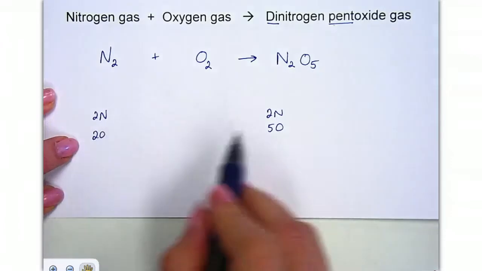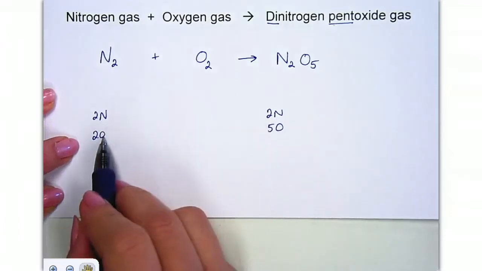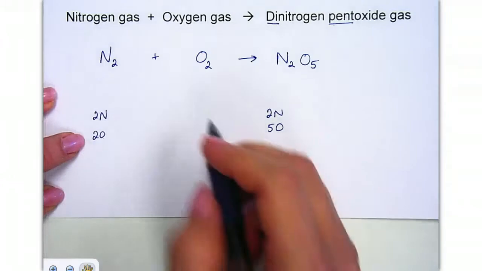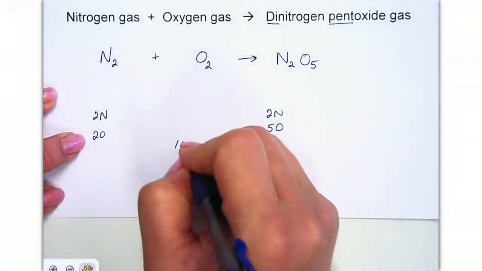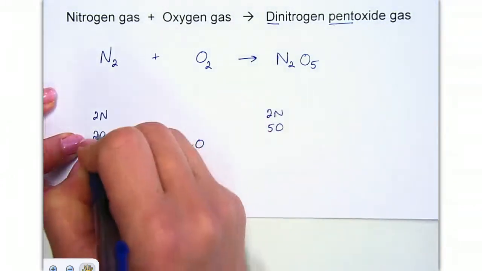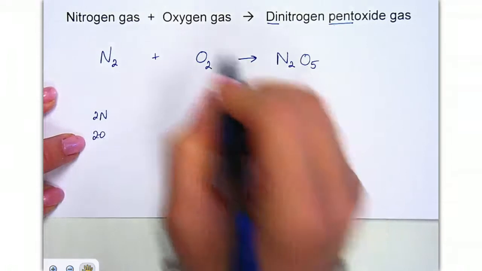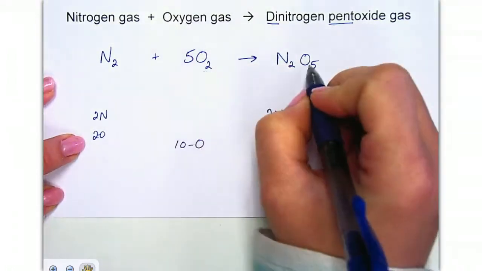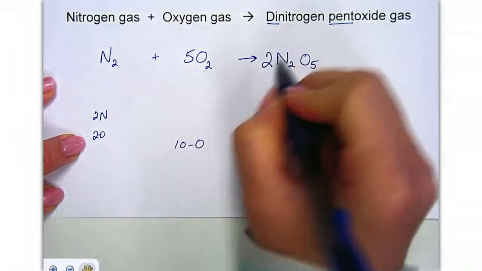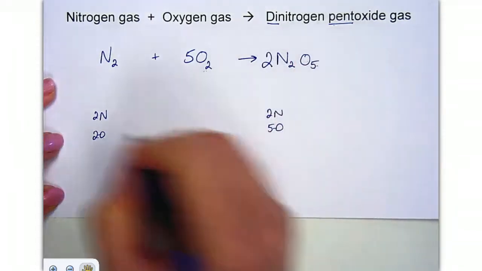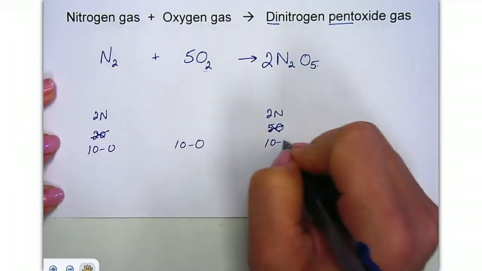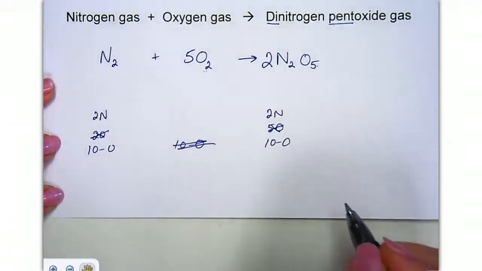So here's my issue with the oxygens. In order to balance them, you want to use a common factor. So if I do 2 times 5, 10 oxygens would be the choice for each side. So on the left I need a 5 because 5 times 2 will make 10. And on the right I'll put a 2 in front. 2 times 5 makes 10. So now I have 10 oxygens on both sides of my equation, which is what I wanted.